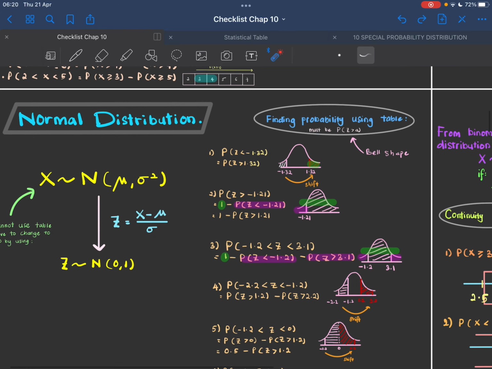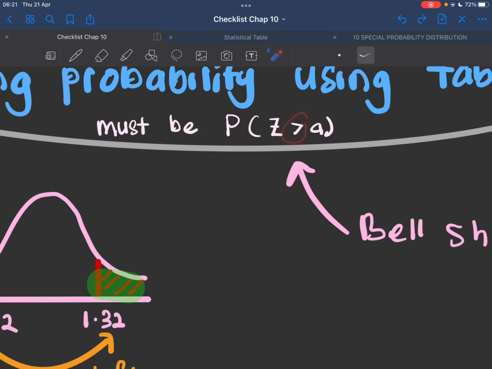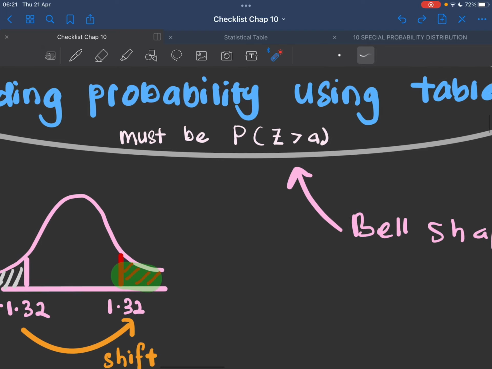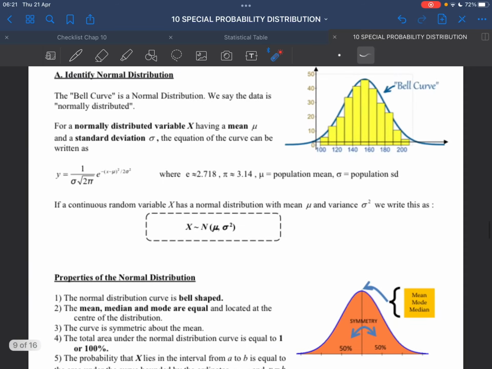So from here you can see that this is normal distribution. Okay, this is standard normal distribution. So for normal distribution, you have to change from normal distribution to standard normal distribution by using this table here. Okay, and this is how we are going to do normal distribution by using the bell shape here. Okay, we are going to find the probability by using table, and again the sign has to be greater and equal or greater. Okay, and all right, let's see the note that we have here.